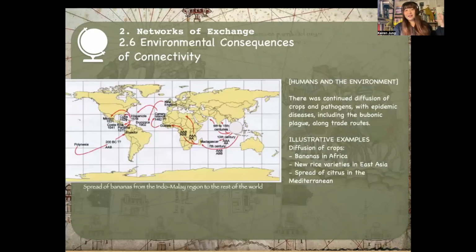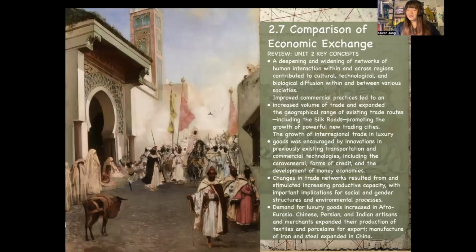Now let's look at the environmental consequences of connectivity. Between humans and the environment, there was a lot of diffusion of crops and pathogens, epidemic diseases, including the bubonic plague, along trade routes. Illustrative examples are the diffusion of crops, bananas in Africa, new rice varieties in East Asia, and the spread of citrus in the Mediterranean. All you have to do when you're writing your essay, just mention a couple of these, pop these up, and you're good to go. Now let's look at the comparison of these systems of economic exchange.